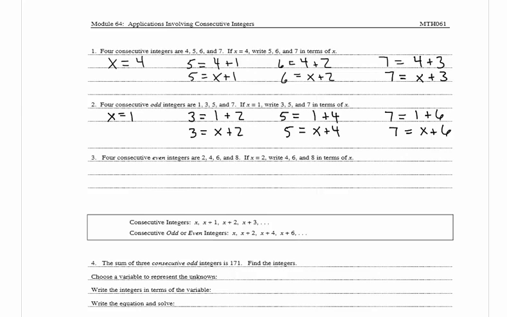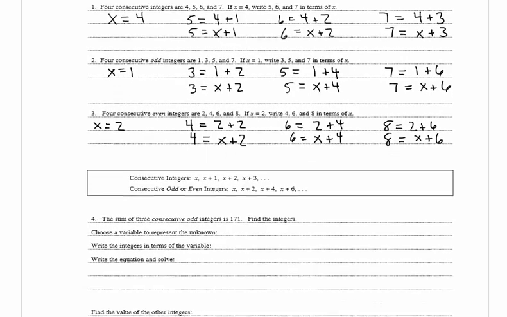In 3, we have 4 consecutive even integers: 2, 4, 6, and 8, and x is equal to 2. So if we want to write an equation for 4, we could say that 4 is equal to 2 plus 2, and we could also say that 4 is equal to x plus 2. An equation for 6 is 6 is equal to 2 plus 4. So then 6 is equal to x plus 4. And the equation for 8 would be 8 is equal to 2 plus 6. So 8 is equal to x plus 6.